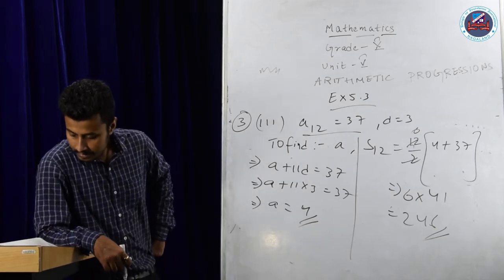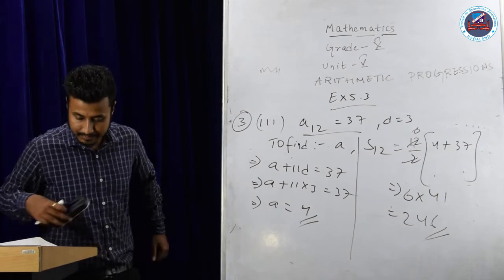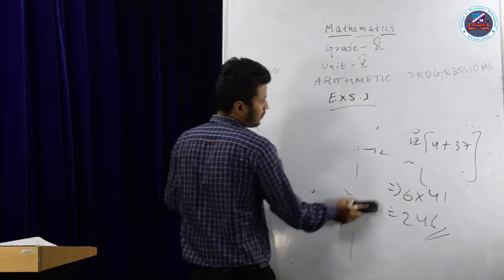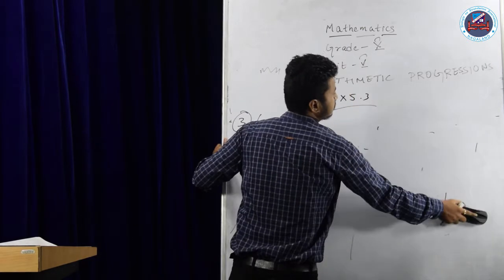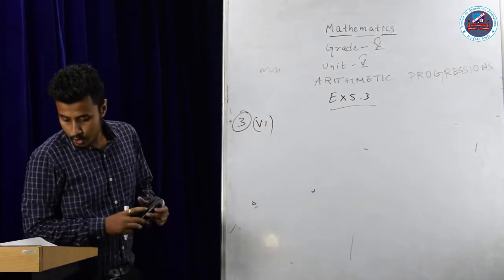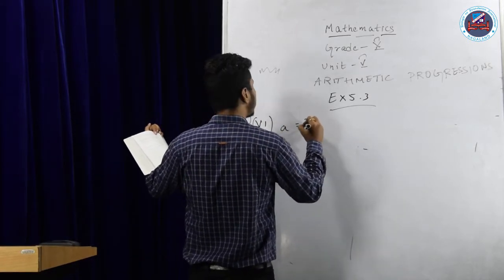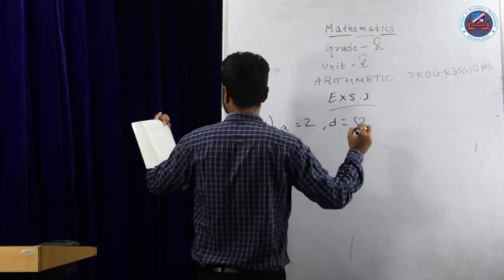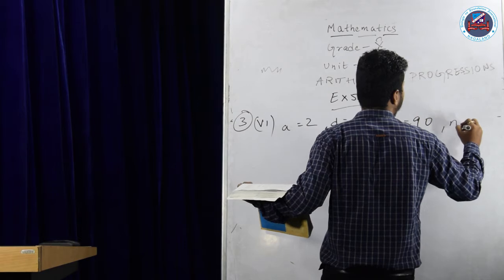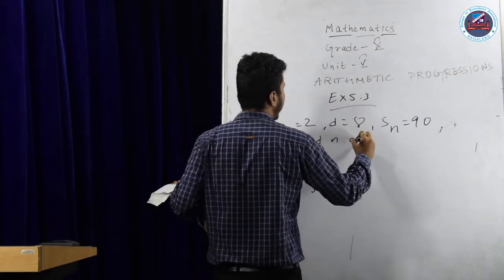Let me do the next one. Next question I will attempt is question number 3, part 6. What are the data given in the question? First, they have given you the first term. Next, they have given you the common difference. Then they gave you sum of n terms, 90. You have to find out n and an.